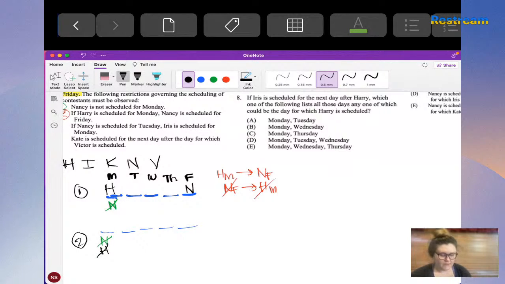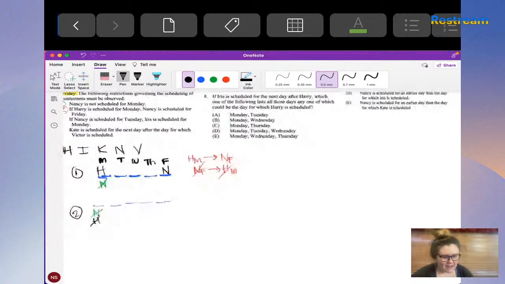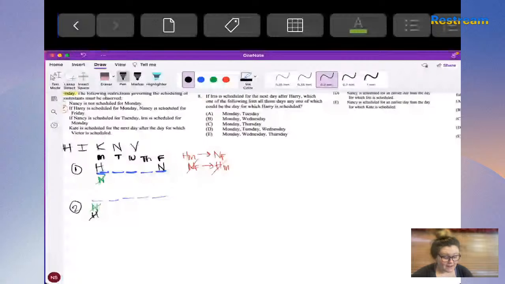But we still can't do anything for number 2 because nothing happens if N is not, or sorry, actually we can fill something out. So because we did our reversal, if N is not on Friday, so here, N could be on Friday. Never mind. All right, so now let's go to rule number 3. If Nancy is scheduled for Tuesday, Iris is scheduled for Monday. So what this is saying is if Nancy is Tuesday, then Iris is Monday.